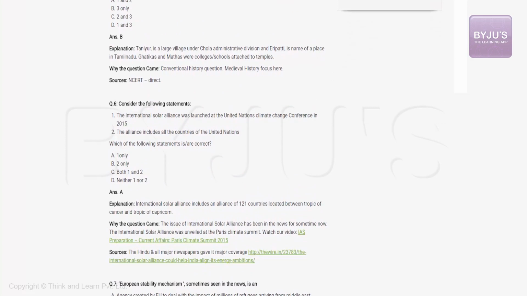European Stability Mechanism. This is category A for sure, because it's such a simple question, very easy question. You should be getting it right. But worst case, it might become category B because options are a bit tricky for you. So let's look at the options.